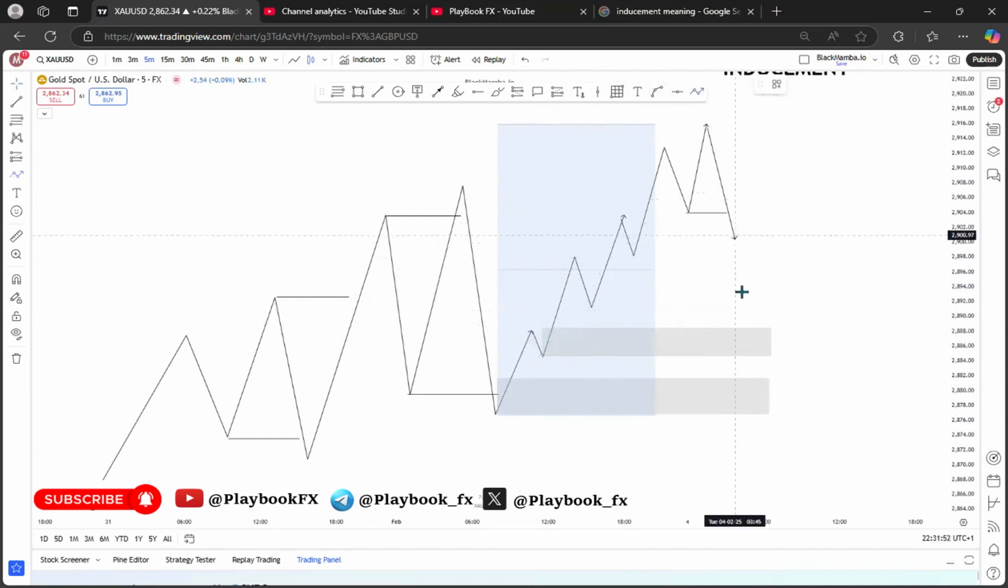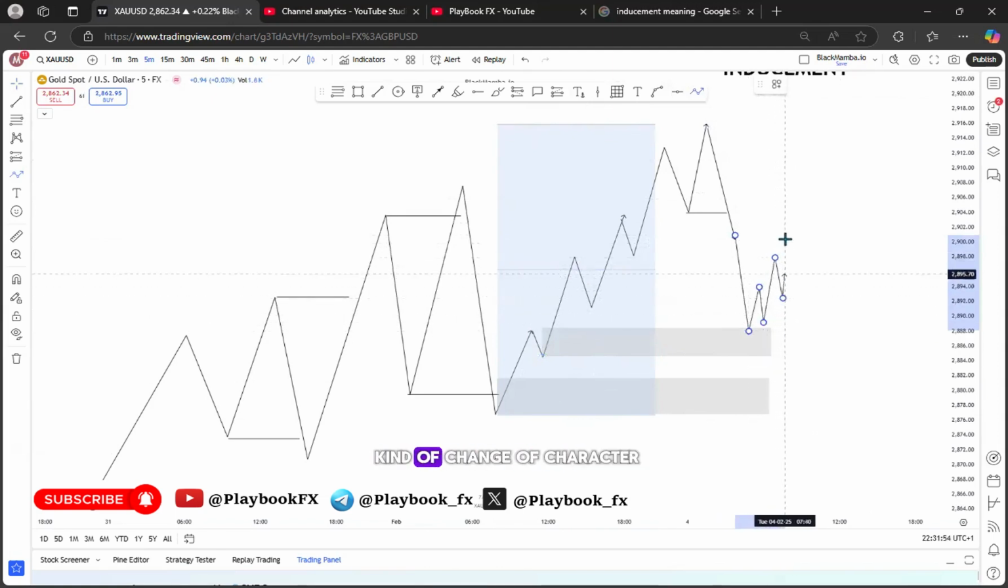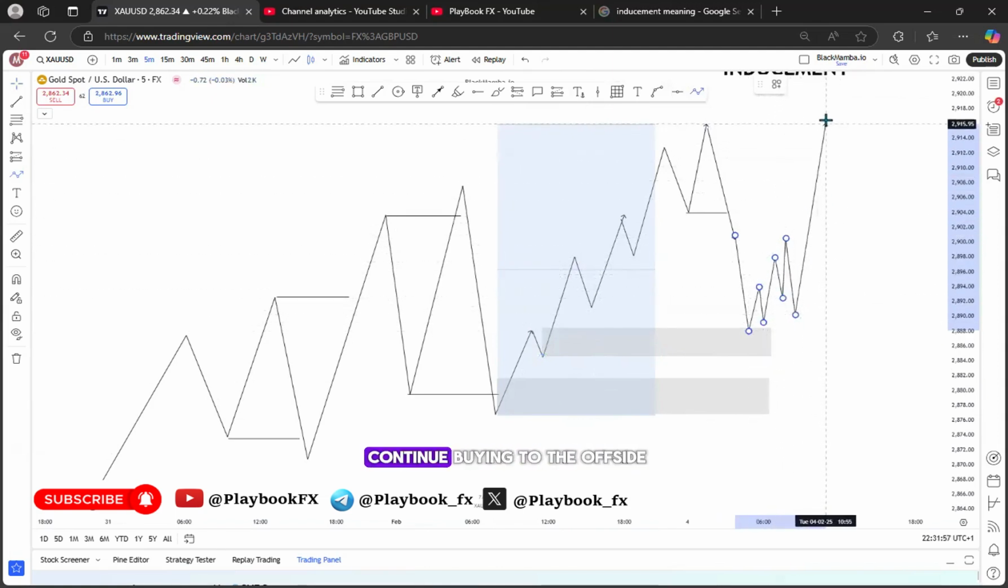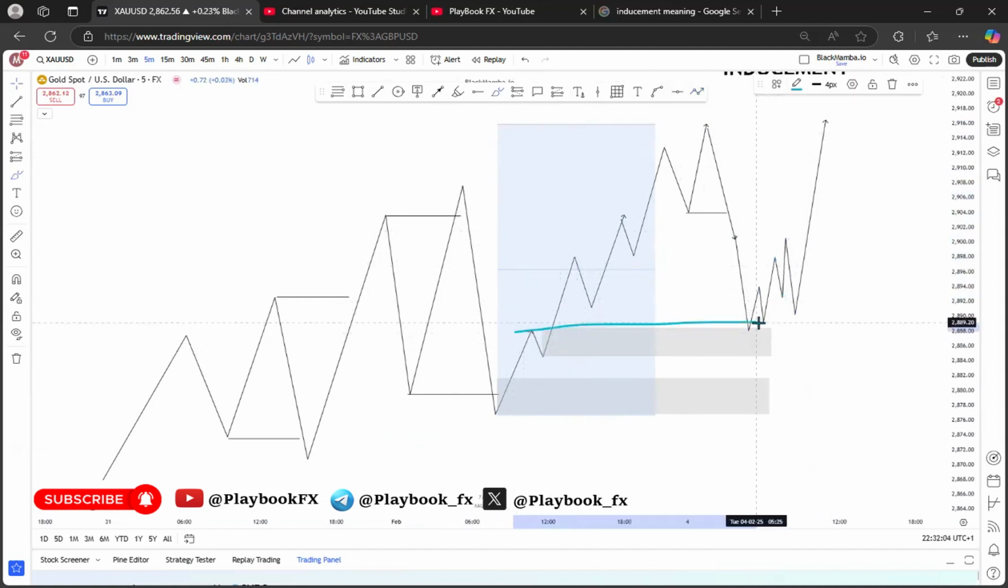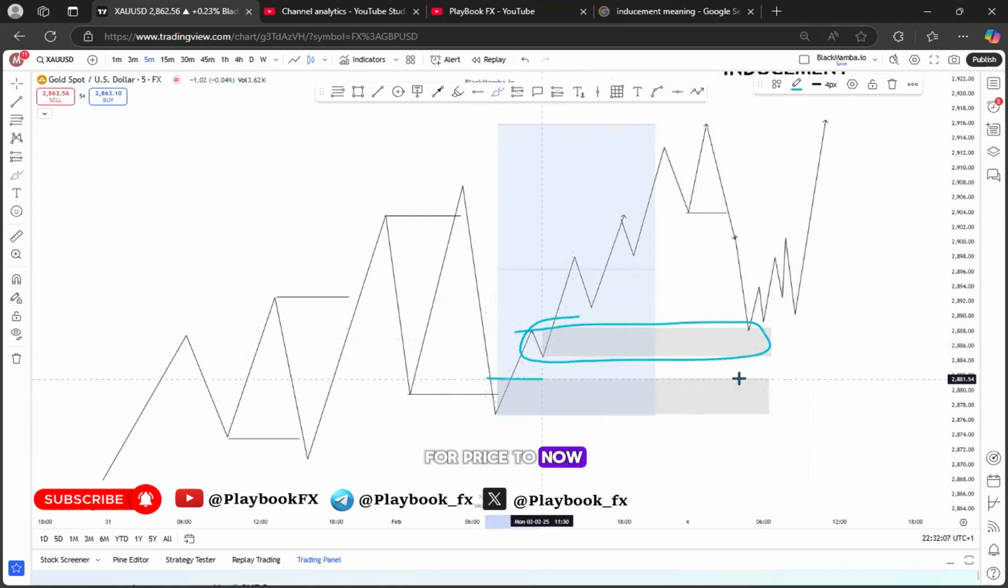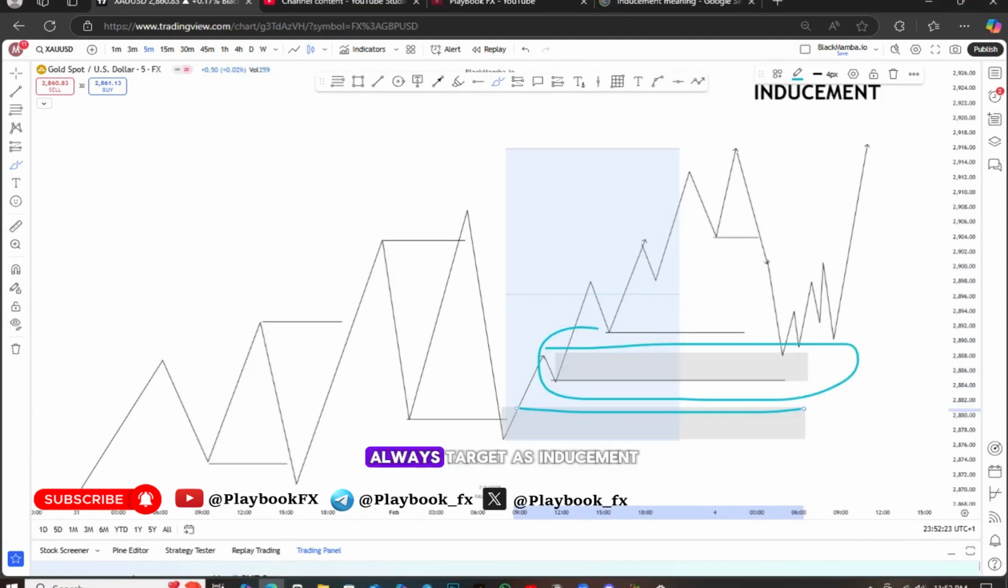Maybe price will come to this level here and give us some kind of change of character so that we can continue buying to the upside, or price may as well take this as an inducement for price to now come inside here. Areas that price always targets as inducement or liquidity are ranging candles, equal highs or lows, and unprotected levels close to your valid POI.